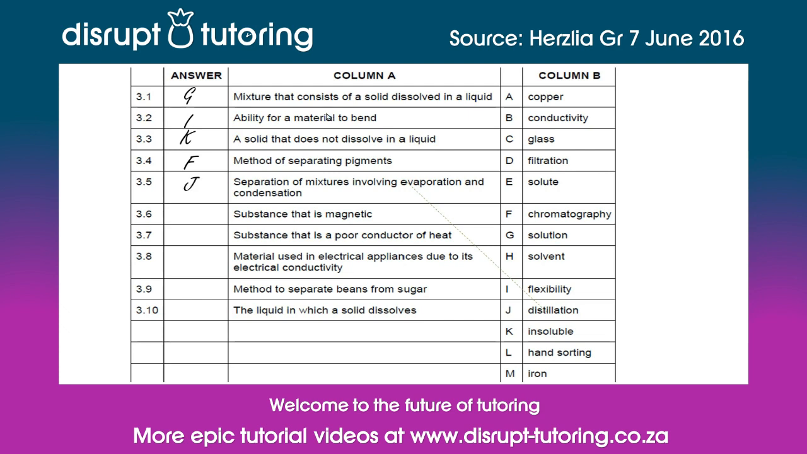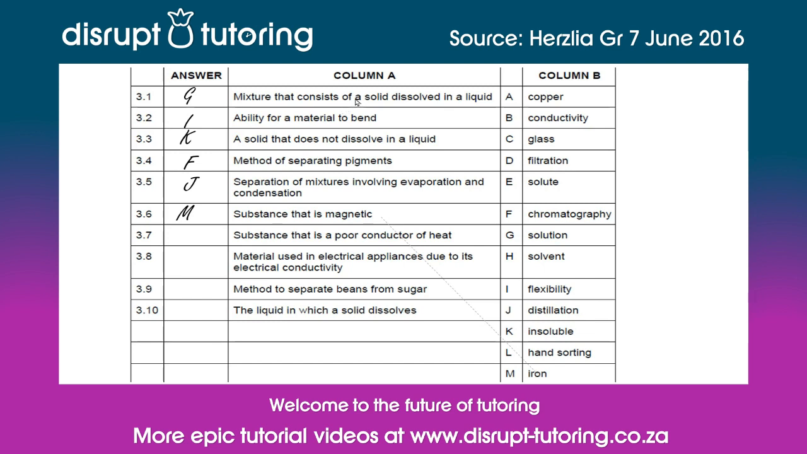Distillation is the process of separating mixtures, like it says there, involving heating and cooling of the substances. Okay. 3.6. A substance that is magnetic is iron. Iron is a magnetic metal, and every metal or alloy that contains iron in it would also be magnetic. So our answer that we're looking for there is M.